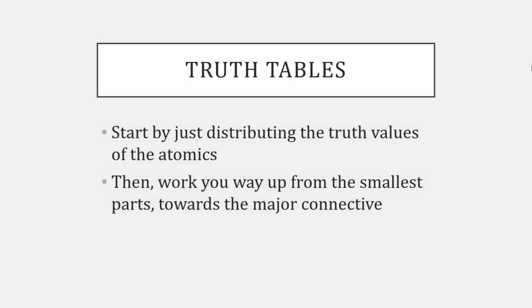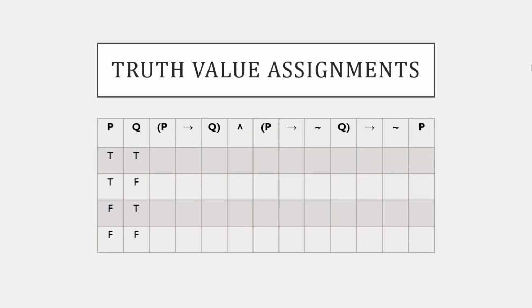And when we're building a truth table, we start by distributing the truth values of the atomics across all instances. And then you work your way up from the smallest parts towards the major connective. Let me show you what I mean by that. So this is a thing that we're going to build a truth table for. This is just a sentence. If P then Q, and if P then not Q, then not P.